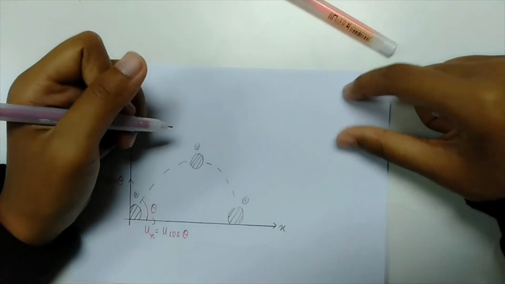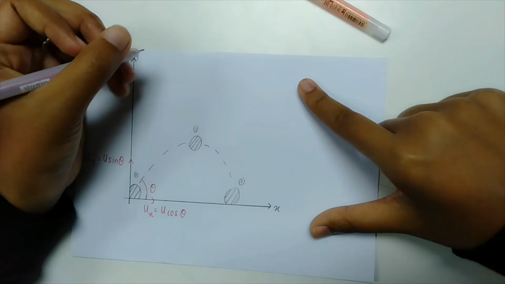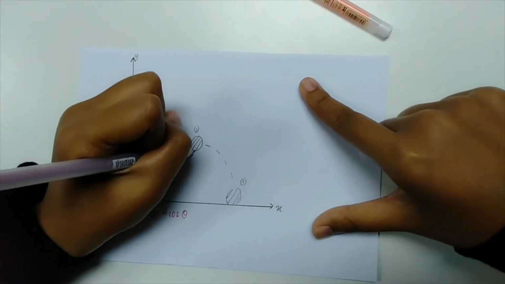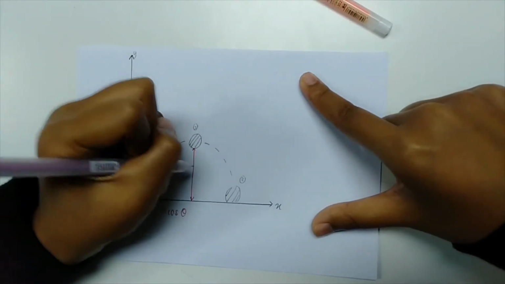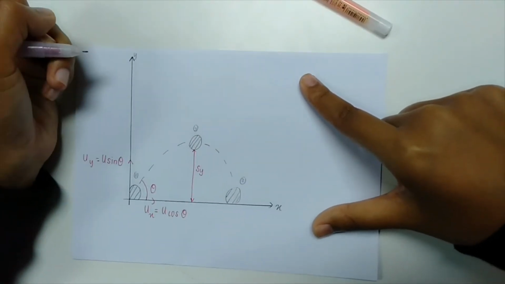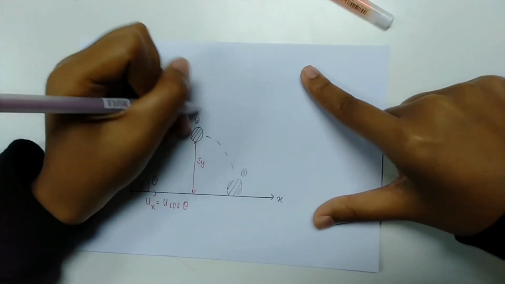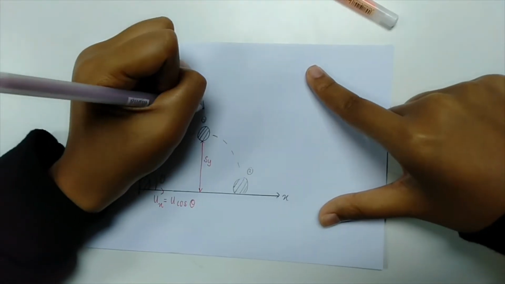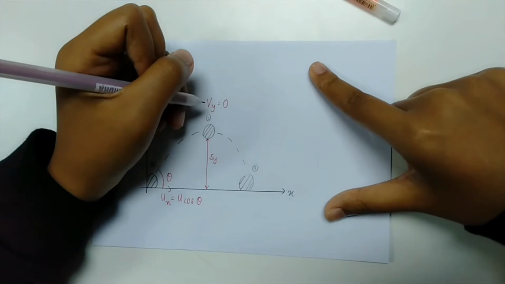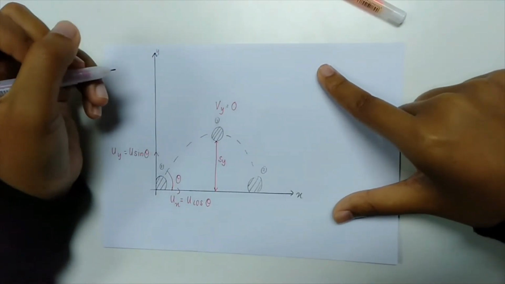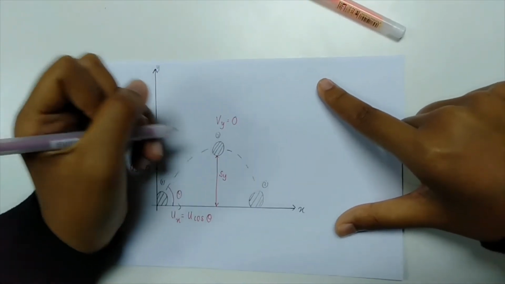Okay, the next one is the second step. The second step, what you need to know is the highest height is called sy. At this second step, vy equals 0. Vy equals 0. sy is the highest height of the ball.